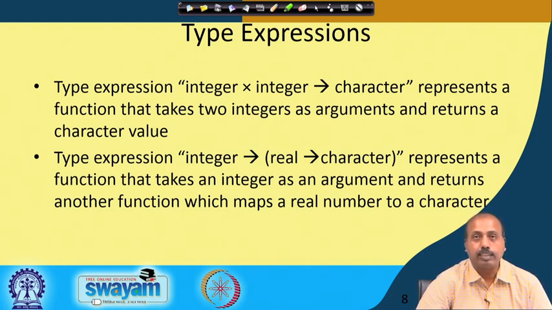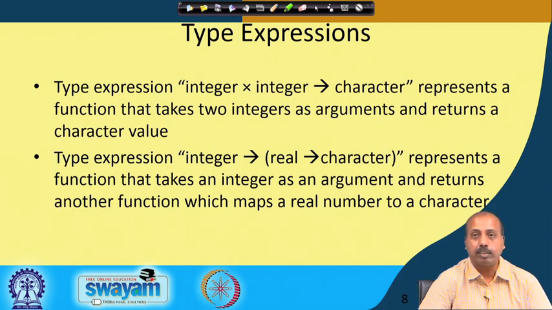that takes two integers as arguments and returns a character value. So, as I was telling in the previous example that f1 was integer cross real to integer. So, here it is integer cross integer to character. So, it takes two integers as arguments and returns a character value. Then we can have the type expression integer to real to character. So, this is basically some sort of function pointer, so that returns a function.